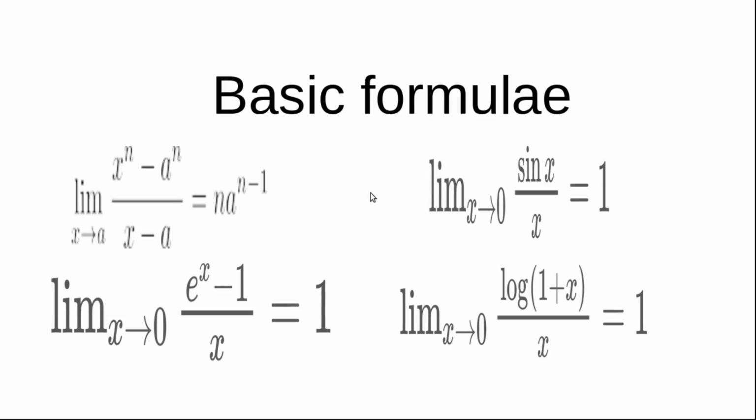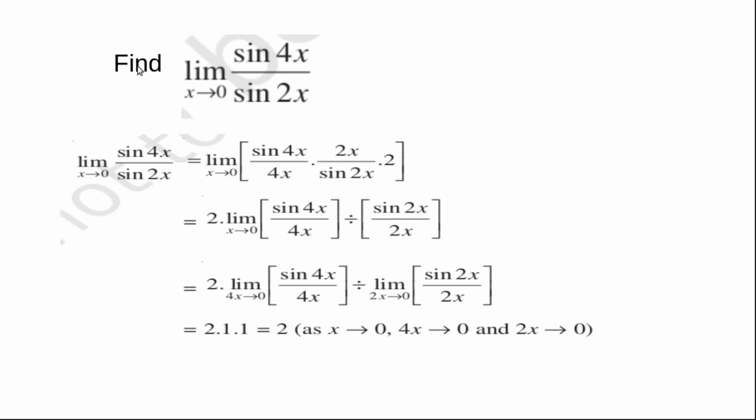Now let us take an example. We want to find limit x tends to 0 sin 4x divided by sin 2x. If we put x equal to 0, the denominator is sin 2 into 0, that means sin 0, it is equal to 0. Therefore, the value of the function at 0 does not exist. Therefore, we can do the problem by using the formula limit x tends to 0 sin x by x is equal to 1.